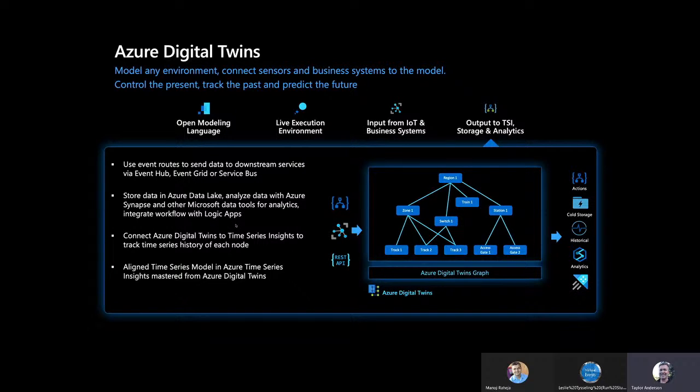Looking at the last pillar of Azure Digital Twins, we have our output to different storage and analytics services here. So one of the things you can do within your twin graph, your live execution environment, is set up events that can be triggered as different twins interact with one another and feed those events to Event Grid or Event Hub or Service Bus to trigger notifications or actions by downstream services. You can also store data for long-term storage, or you can use other analytic services such as ADX to analyze and visualize the behavior of your twin graph as it changes over time.